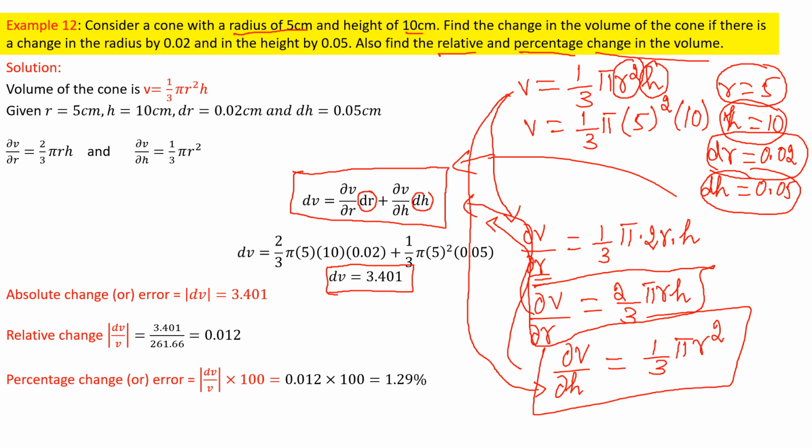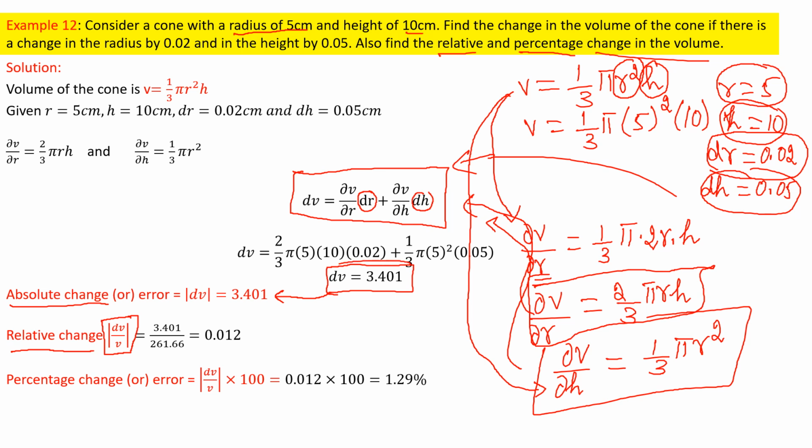Then we are asking for absolute change. We know that the absolute change is nothing but modulus value of dv. So we have taken the same answer as absolute change. If any minus value comes, you have to consider it as positive. Then relative change. What is relative change? Relative change is given by the formula, the absolute value of dv by v.